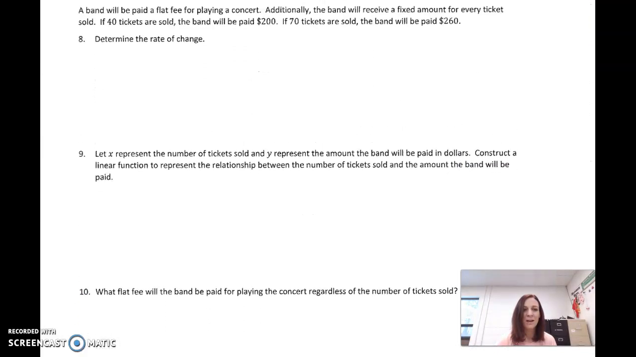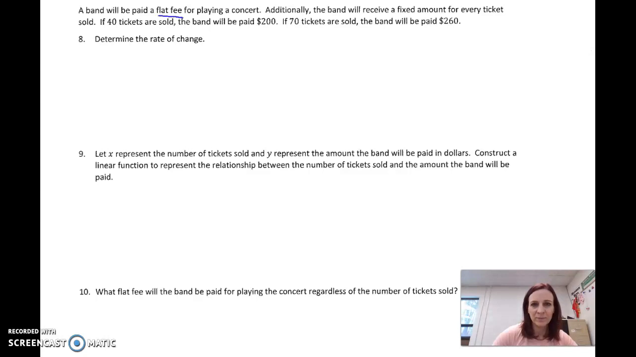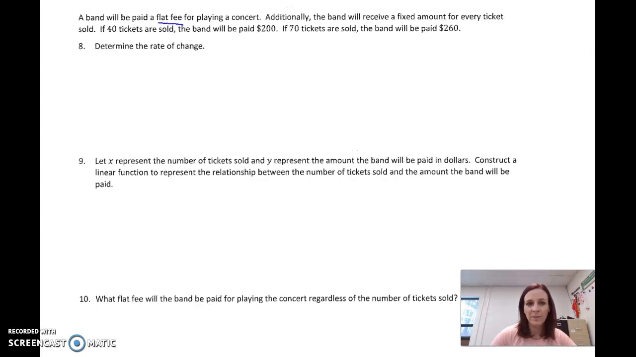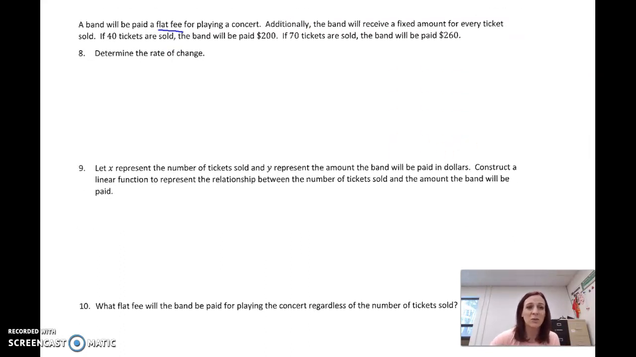A band will be paid a flat fee for playing at a concert. Okay, there's that initial value. Additionally, the band will receive a fixed amount for every ticket. If 40 tickets are sold, the band would be paid 200. If 70 tickets are sold, the band would be paid 260. So, then how much money they get is dependent on how many tickets they sell.